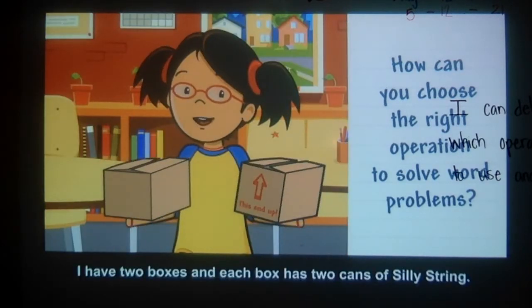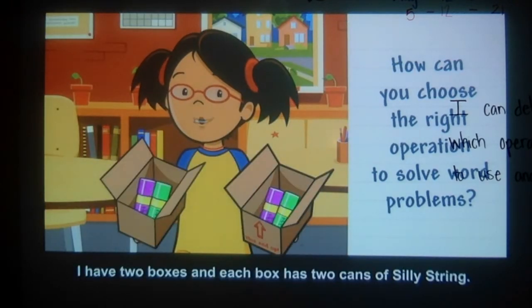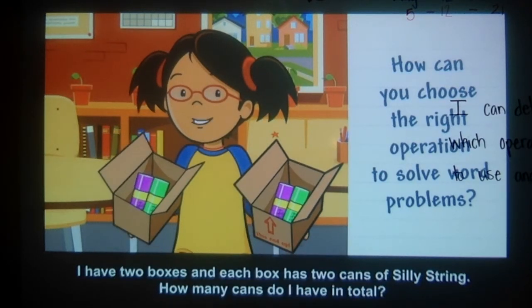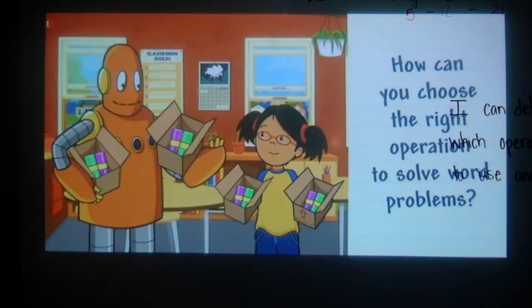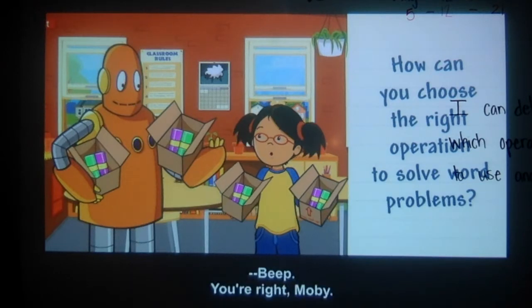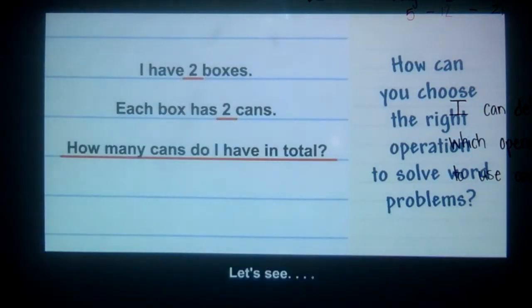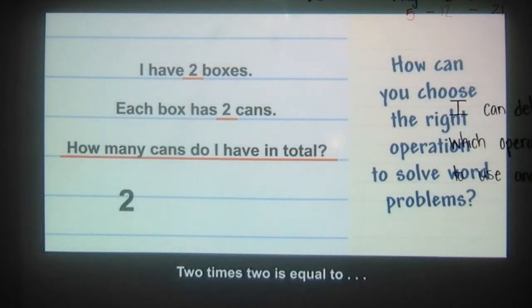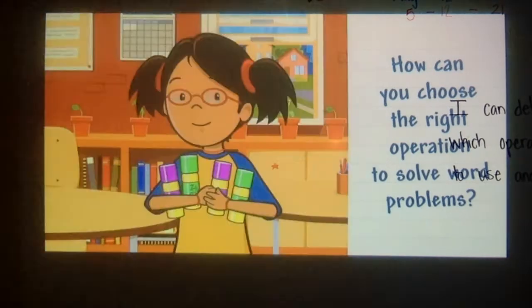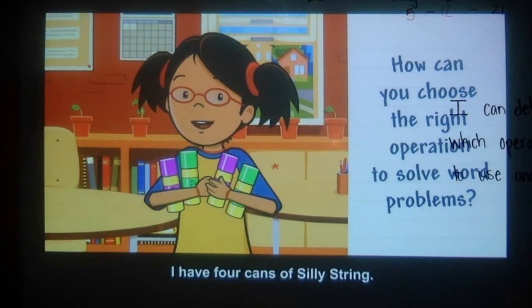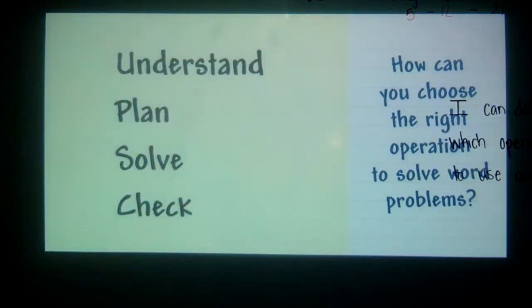I have 2 boxes, and each box has 2 cans of silly string. How many cans do I have in total? You're right, Moby. We can multiply to figure it out. 2 times 2 is equal to 4. I have 4 cans of silly string.